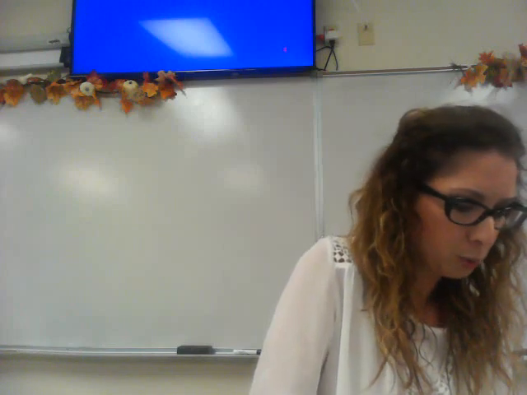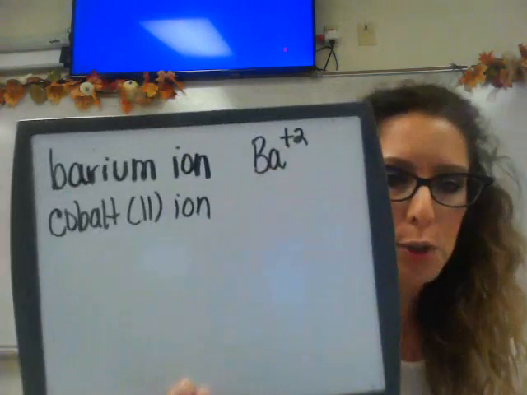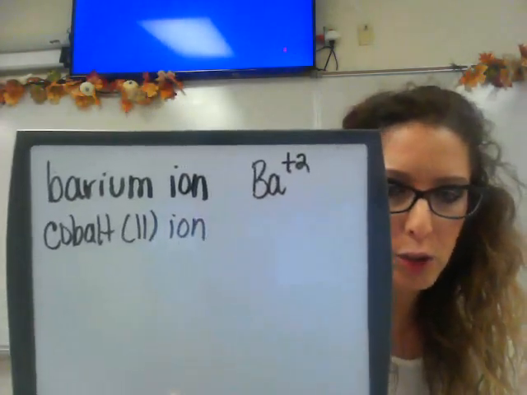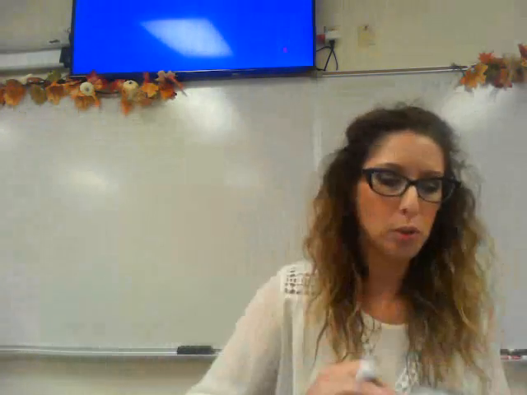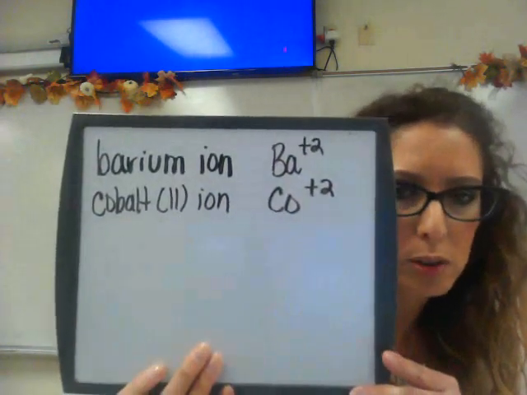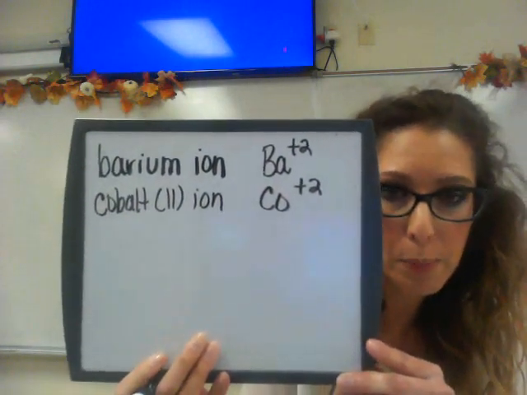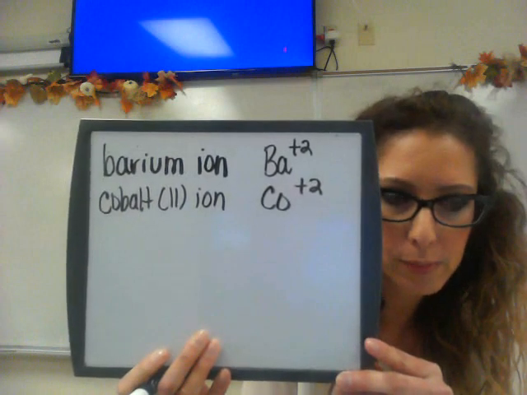Okay? For B, we're looking at the cobalt Roman numeral 2 ion. When you have a Roman numeral, that means it's a transition metal in the middle, and that's the charge on the ion. So for cobalt, it's Co, and then the Roman numeral is the charge. The charge will always be positive on a metal.